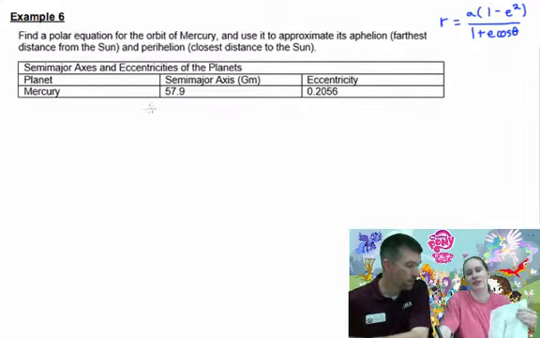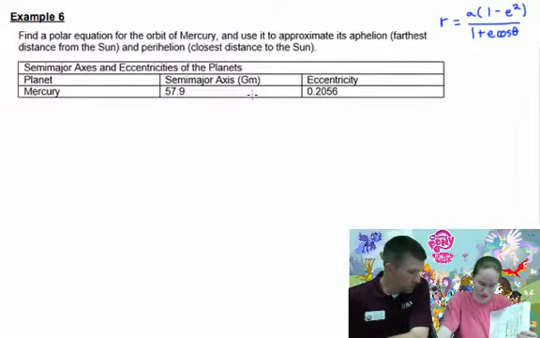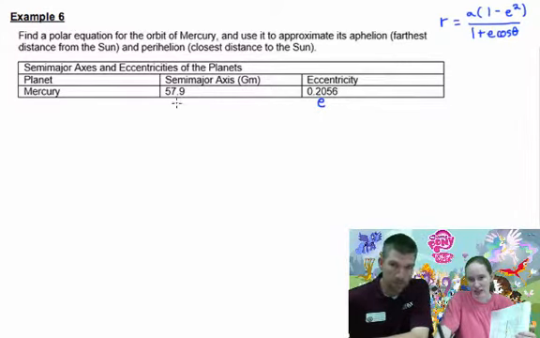The book helped us out with that. In this example, they gave us a whole chart, but we're just concerned with Mercury, and we want to use it to approximate its aphelion and perihelion distances to the sun. That would be closest and furthest. So e and a is what they gave us, because e is eccentricity and a is our semi-major axis.